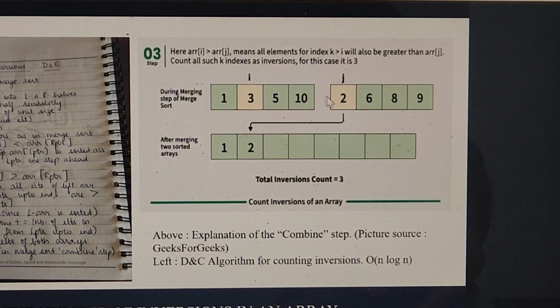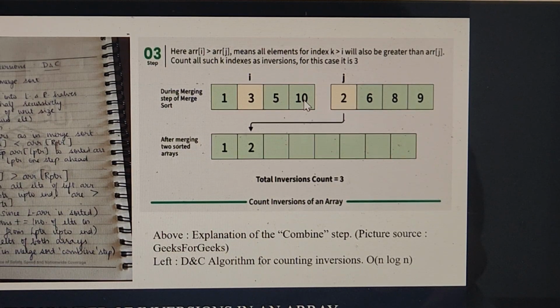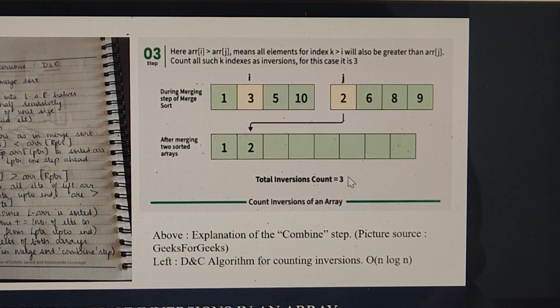Now you check this left and right. The right happens to be smaller. So what you will do is count how many elements are remaining in the left array. So 1 has already been taken care of. 3, 5 and 10. So starting from this pointer till the end you have 3 elements. So you will add 3 to the number of inversions. It was initially 0, you added 3. So the number of inversions now becomes 3.